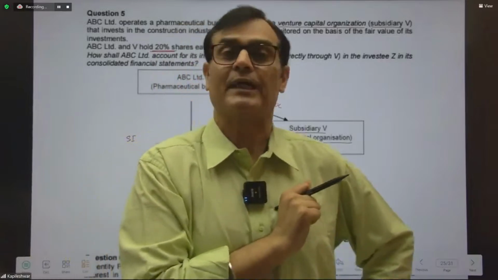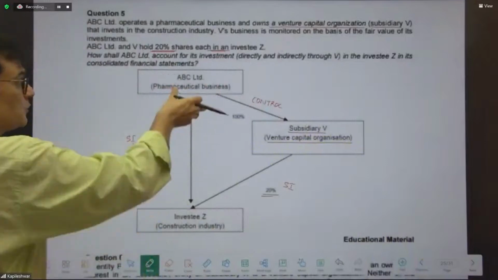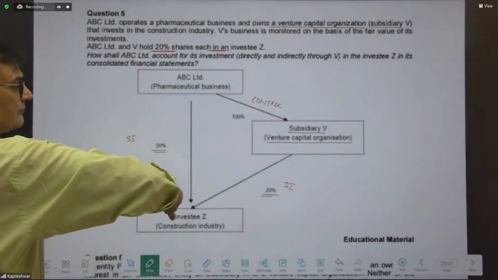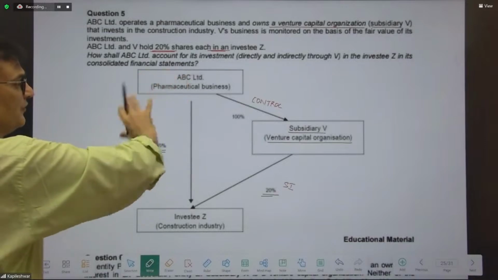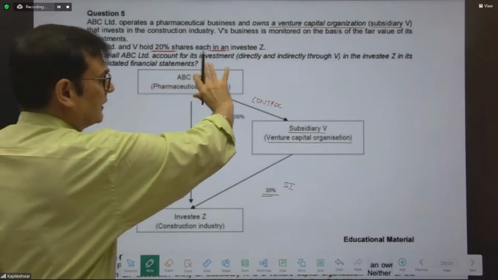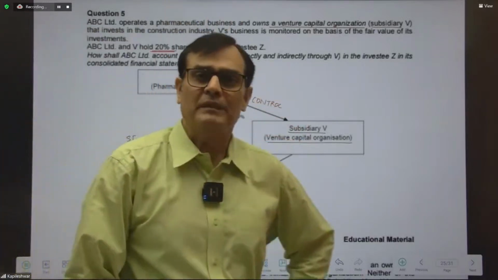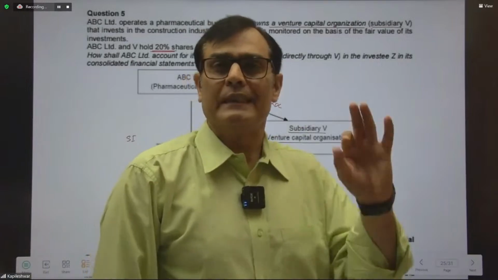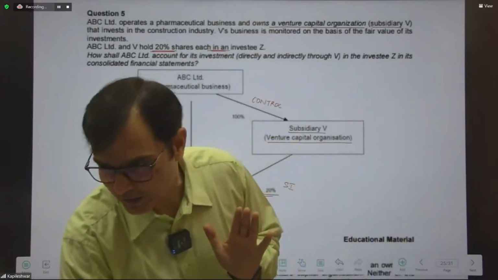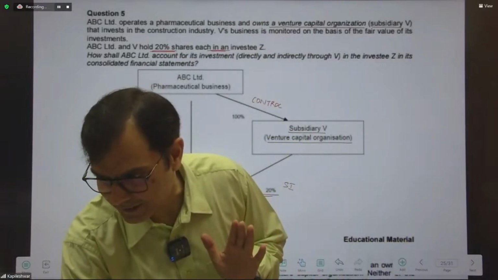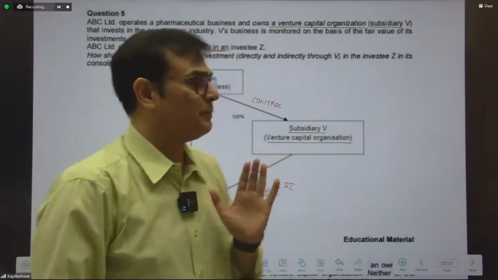I think I've already given you the answer. So ABC has got two investments. One is direct, where para 18 is not applicable because ABC is not a VCO, etc. And he's got another investment indirectly through a subsidiary, which is meeting the para number 18 condition. So is it a fit case of para number 19? Yes or not? Let's see if we get the answers on that. Very good. That's absolutely correct. Yes, it's a clear-cut case of para 19.